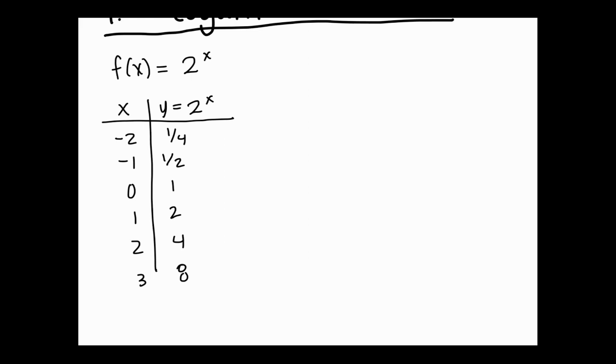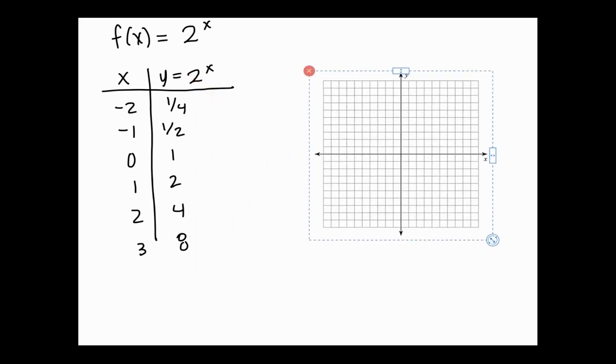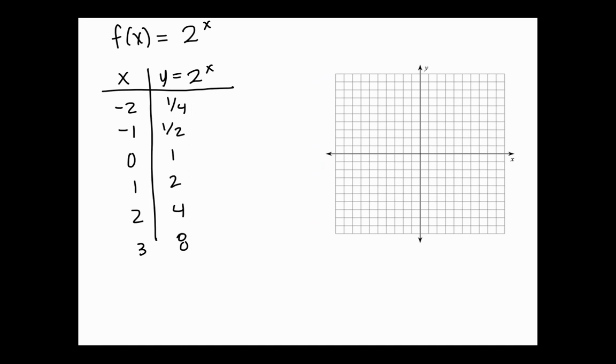Okay, so this is all stuff we did last time. If I wanted to graph it, here's my graph: -2, a fourth, and then a half, 1, 2, 4, 8. I'm just plotting points, seeing what my graph looks like. There we go. What if I wanted to look at the inverse?